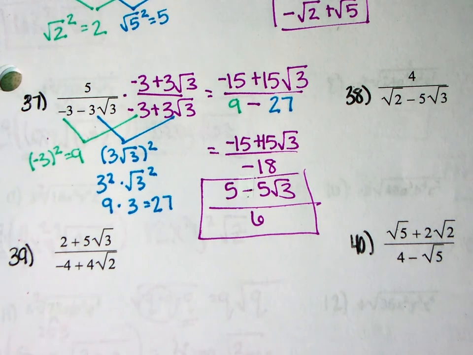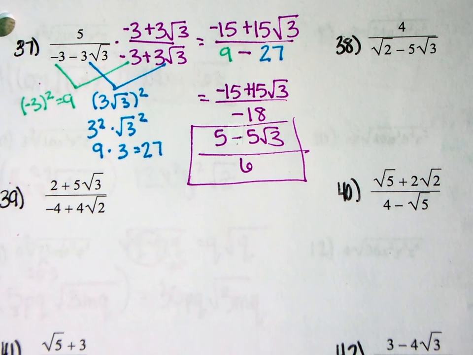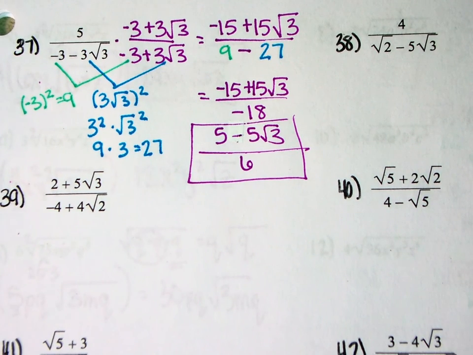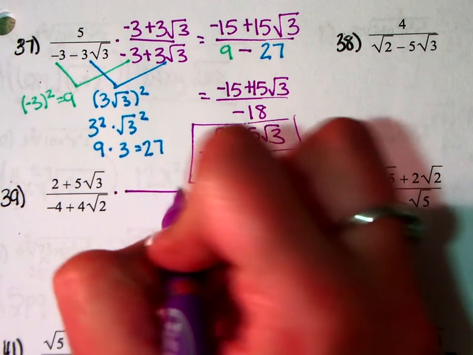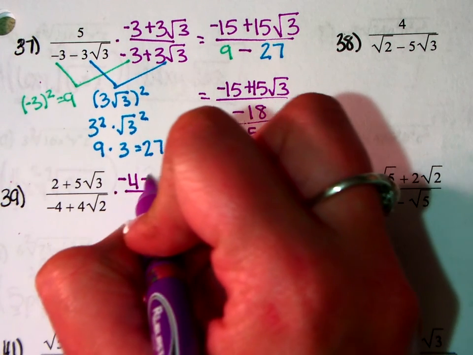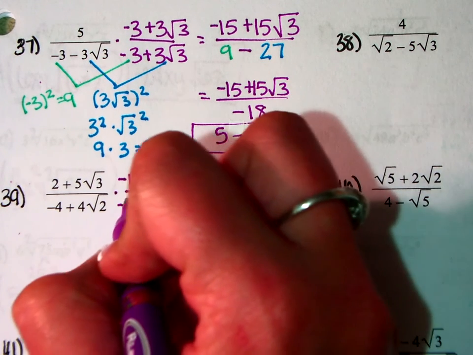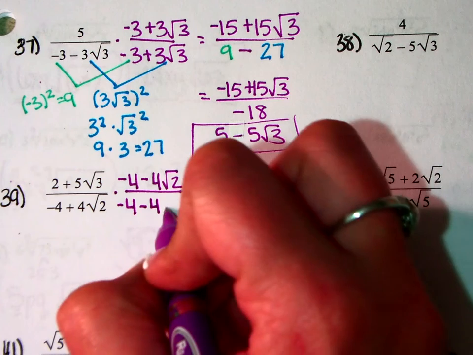All right, number 39 and 41, they take a little bit longer because it's a binomial on top instead of a monomial like in this one. So we're going to end with more slightly challenging problems, but again, mathematically, it's nothing that you can't handle. I'm going to multiply the top and bottom by -4 minus 4 square roots of 2.